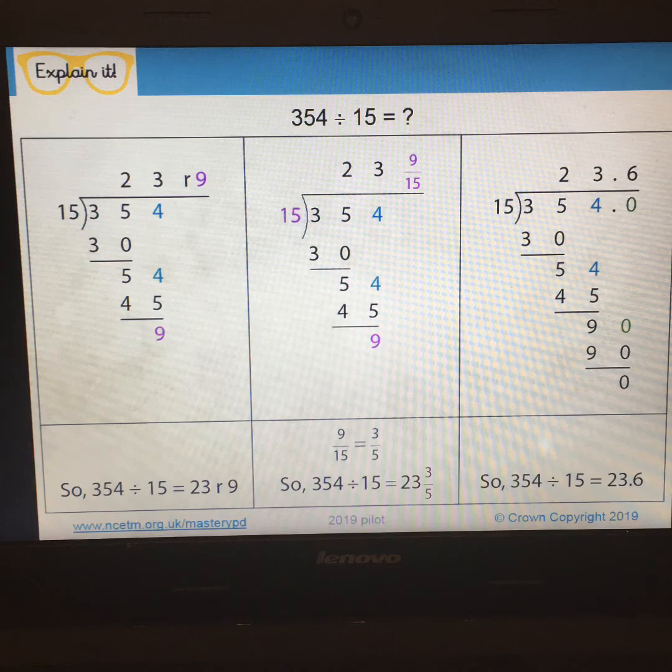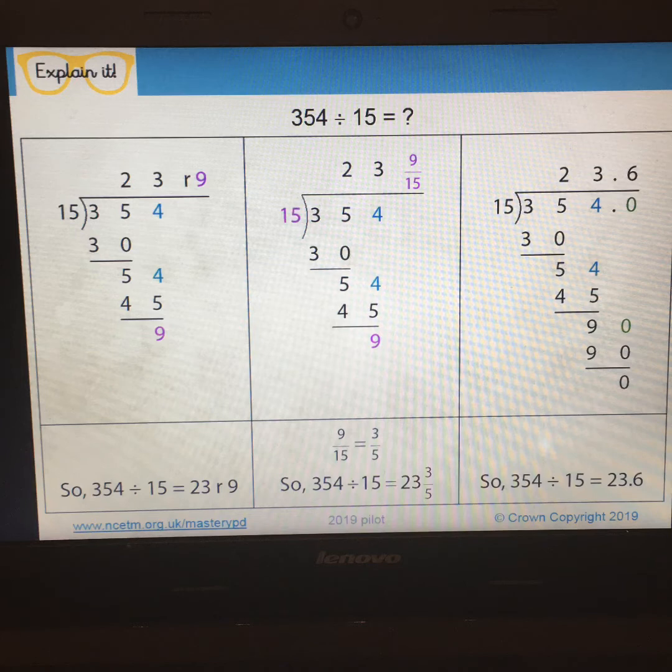The middle one is probably for something like distance, or if you want to do any further calculations. So it's 23 and 9/15. And you've got that because you had a remainder of 9 that still needed to be divided by 15. So you write it as 9 over 15. You can simplify that by dividing it by 3 to get 23 and 3/5.